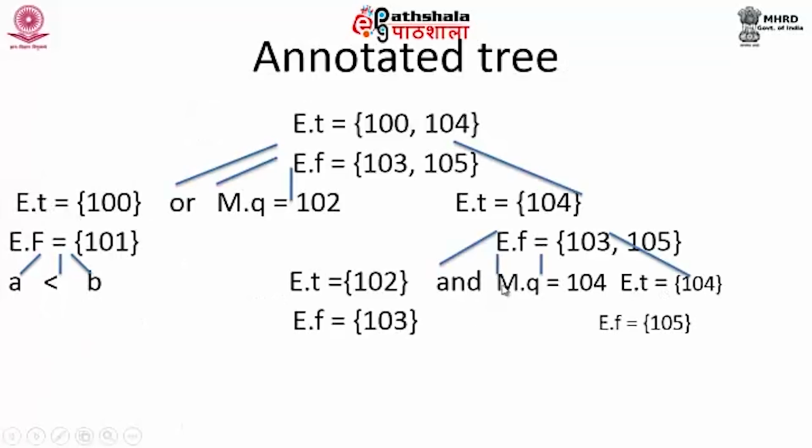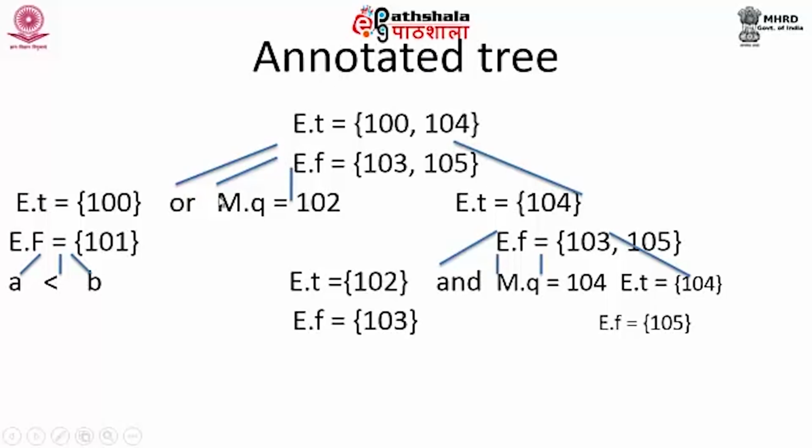Okay. Now, after that, when I have a combination here, what will I do? I will say that E dot true will be the E2 dot true list, okay, because it is an AND. So, E2 dot true will be available here, and E dot false will be the union of these two false, which is 103 comma 105. Now, what about this here? E dot true will be E1 dot true comma E2 dot true, and E dot false will be E2 dot false only.